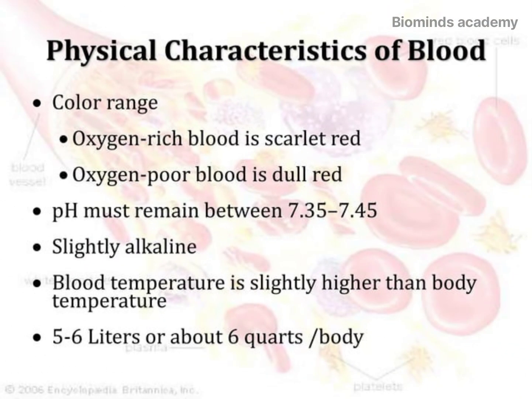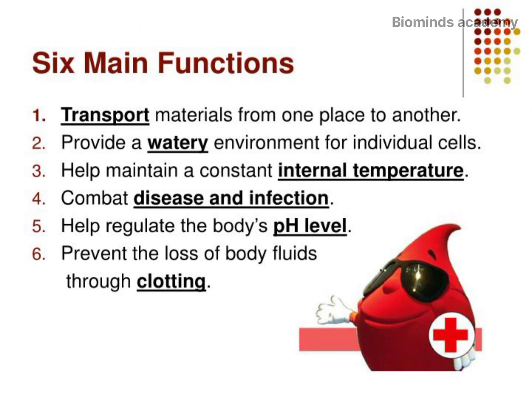So let me tell you about the physical characteristics of blood. The first one is color change. Oxygen rich blood is scarlet red and oxygen poor blood is dull red. The pH must remain between 7.35 and 7.45, which is slightly alkaline or basic in nature. Blood temperature is slightly higher than body temperature. And 5 to 6 liters of blood are necessary for our body.